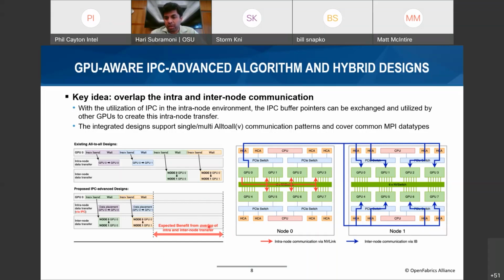By doing such overlap, this is the kind of potential benefit that one can get for your overall communication performance. On the right hand side, we have a depiction of the DGX2 A100 system from NVIDIA with the NV switch connecting the various GPUs and multiple InfiniBand network adapters to move data across the nodes.